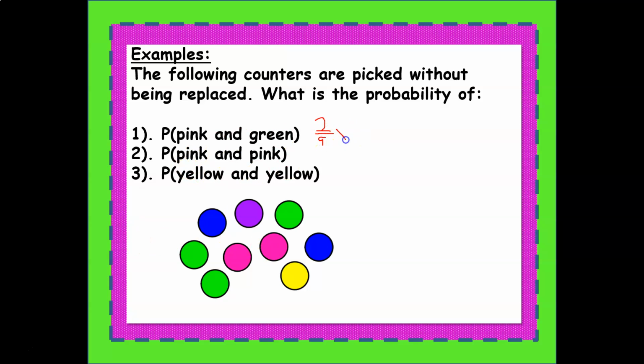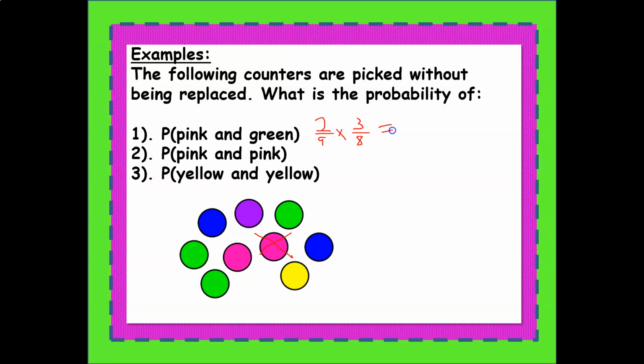Then the second one, the green. It's not going to affect how many greens are in the bag, but remember, we no longer have one of those pinks in the bag. So there's no longer 9 counters in the bag. There's now 8 counters in the bag. So we have 3/8 as our probability of drawing a green.